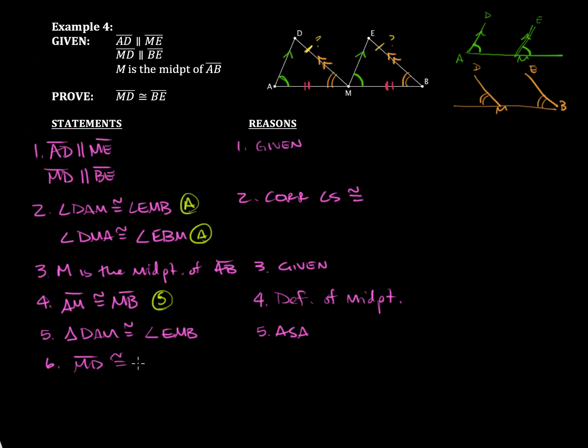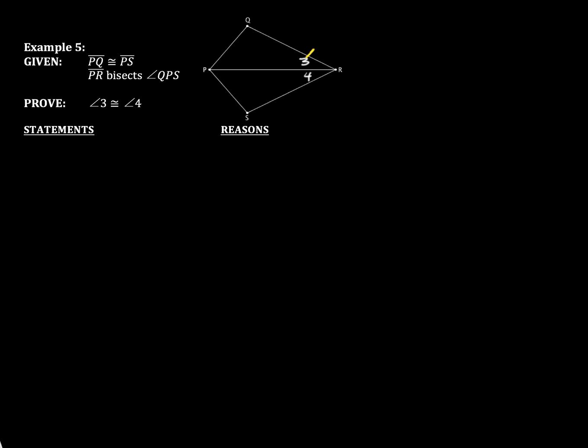And once I've said that the triangles are congruent, I can say that my segment MD has to be congruent to segment BE, right? My two yellow segments that I've marked up here, they now have to be congruent because the triangles are congruent, and those are corresponding parts of those congruent triangles. So they're congruent because of CPCTC. The corresponding parts of congruent triangles are congruent. Now let's look at the last proof.